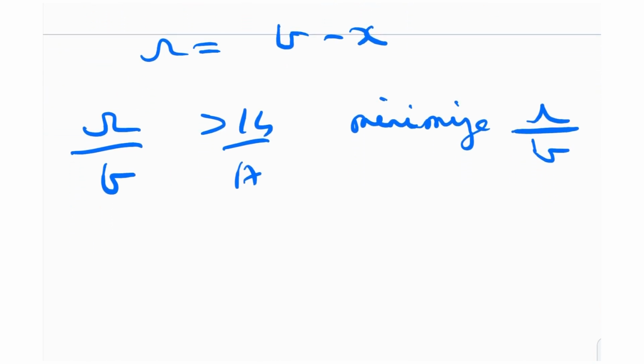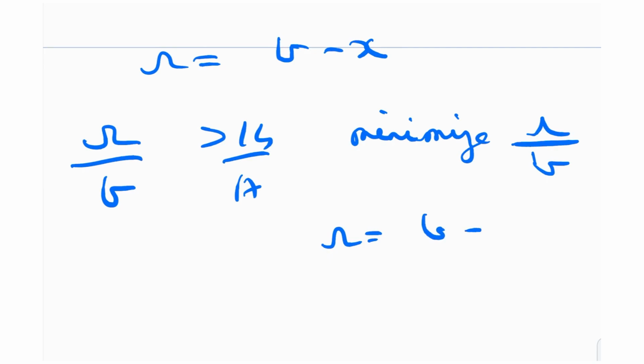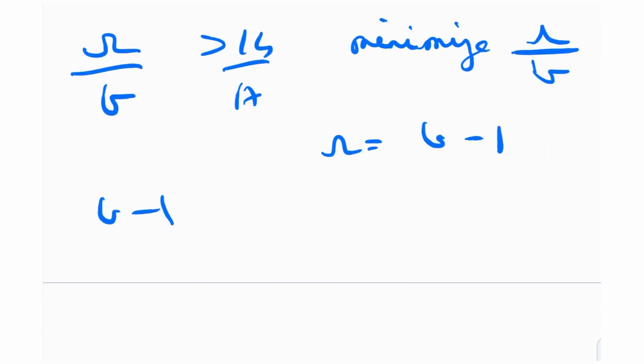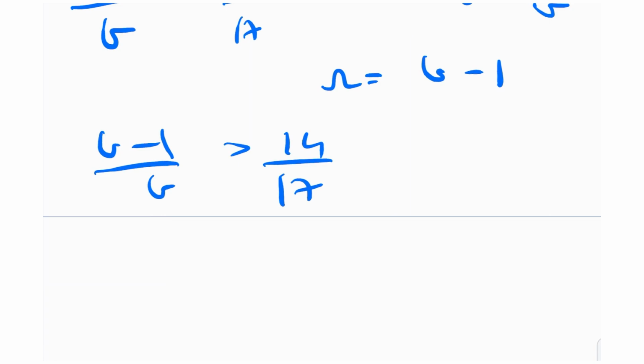But okay, if I just take X equals 1, so R becomes B minus 1, pretty clear. So (B minus 1) by B is greater than 14 by 17. Now that's absolutely amazing because we were dealing with A, B, R, X, whatnot, right? But now we have just one variable. It's just solving an inequality in one variable. This is very elementary. Anybody can do this.